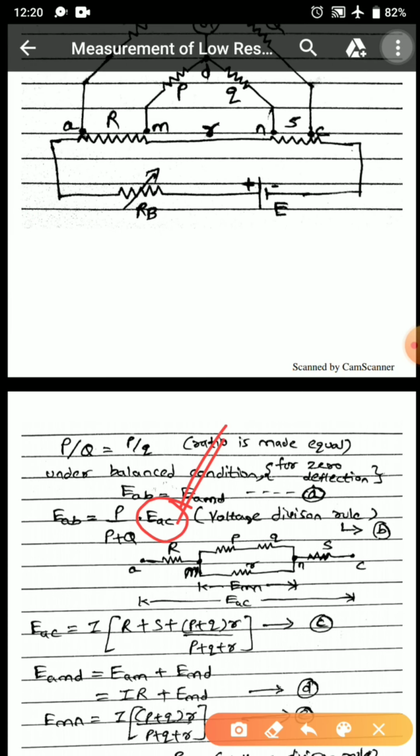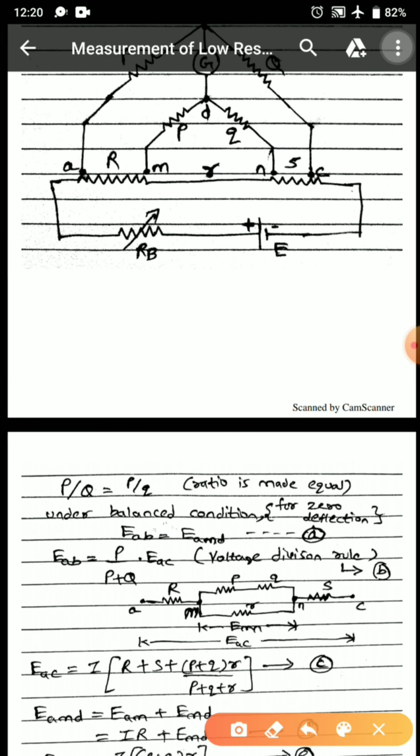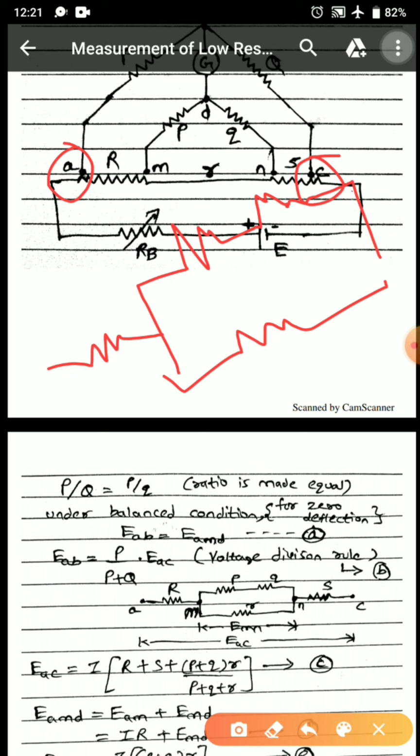Now we will find out what is the value of EAC. For finding the value of EAC, let us look into this circuit. Looking at this circuit, A is this point, C is this point, and I can clearly make out a resistance R is connected. To this, a parallel combination of small p, small q and small r, the lead resistance, and across this in series S is connected.